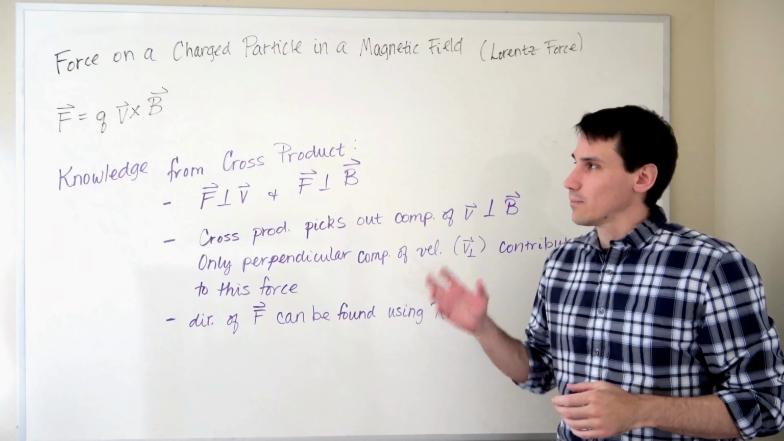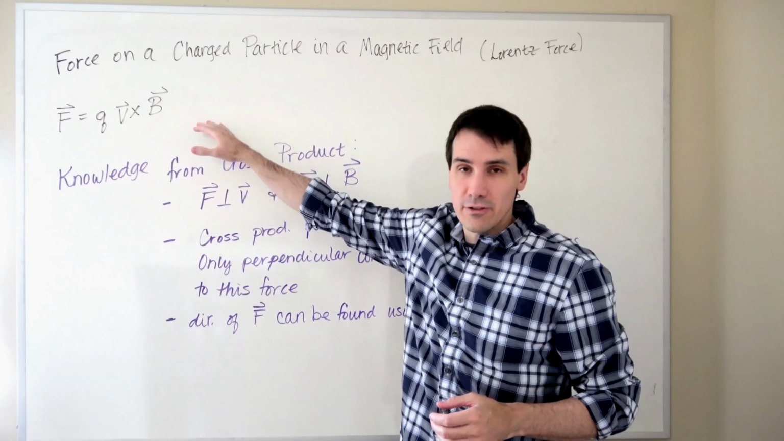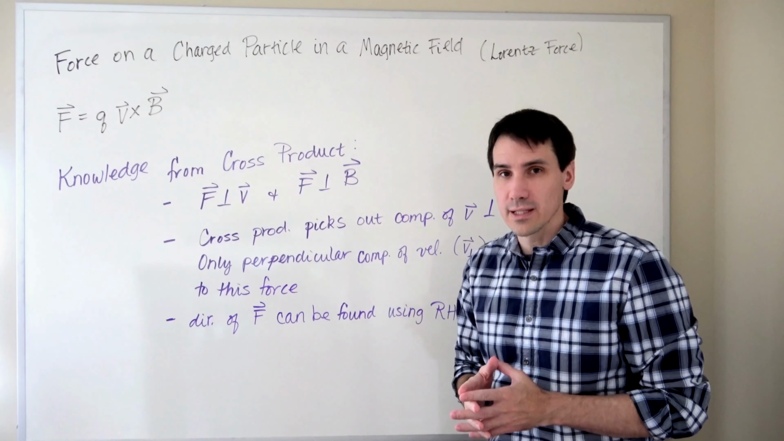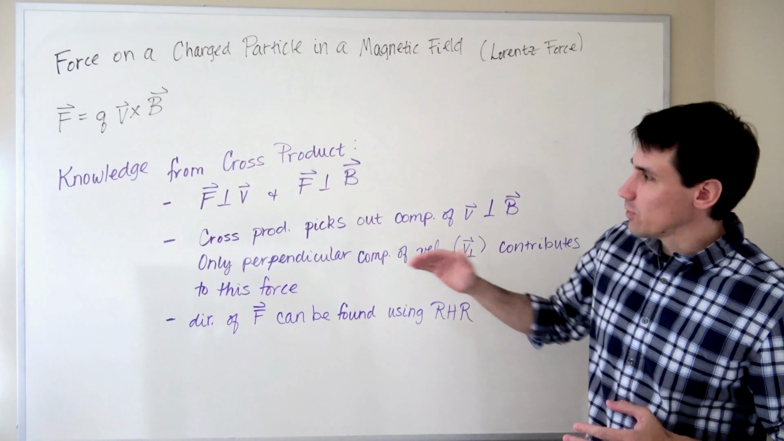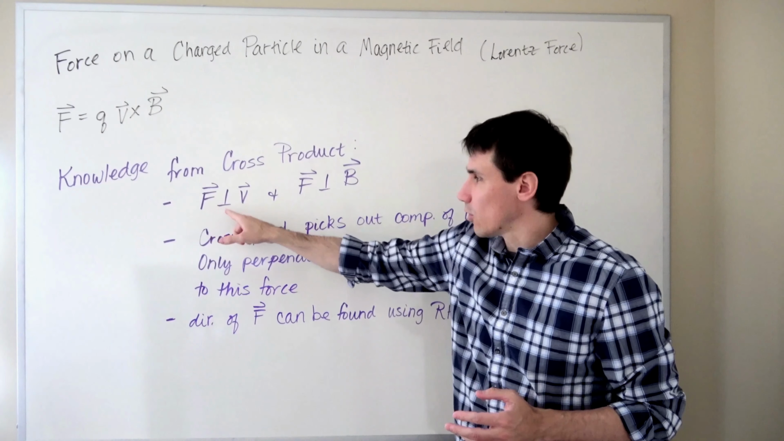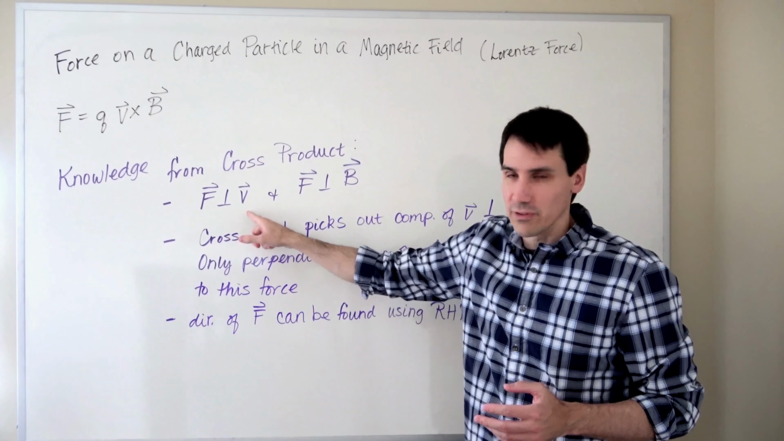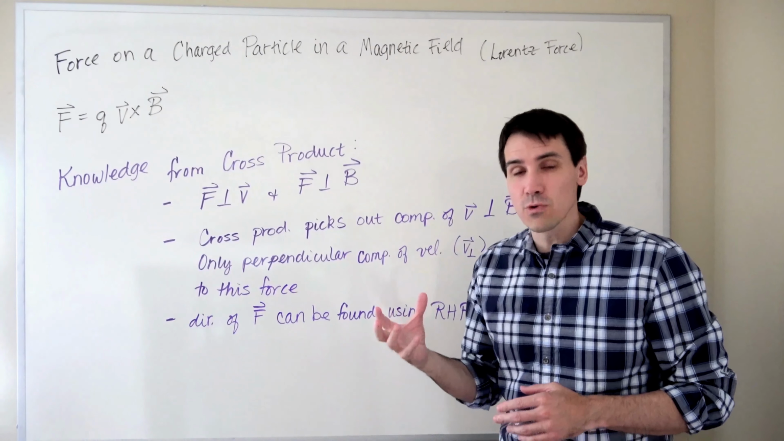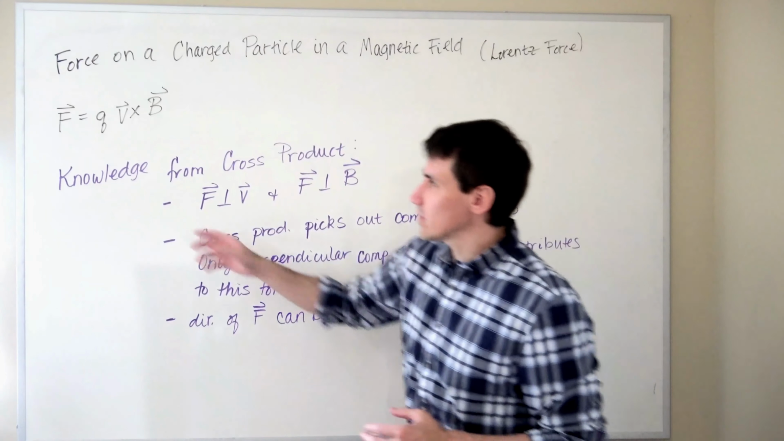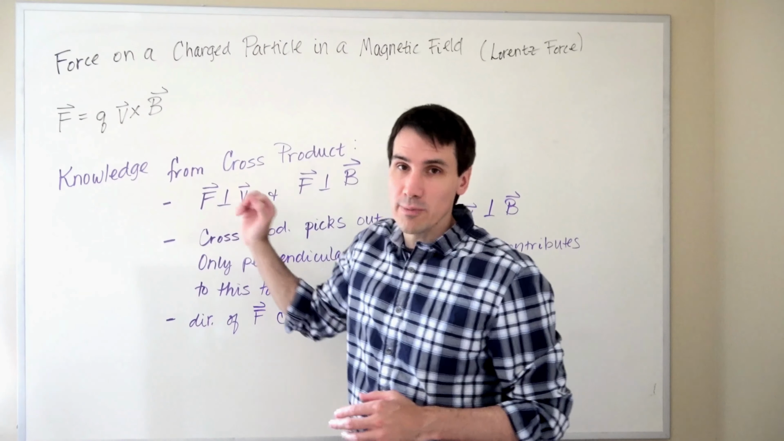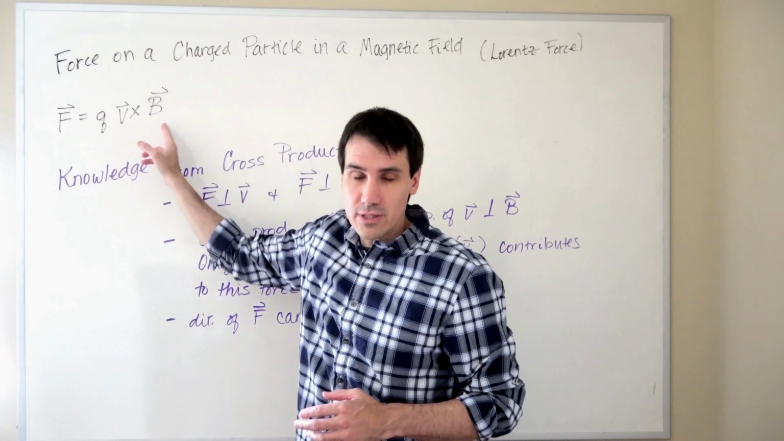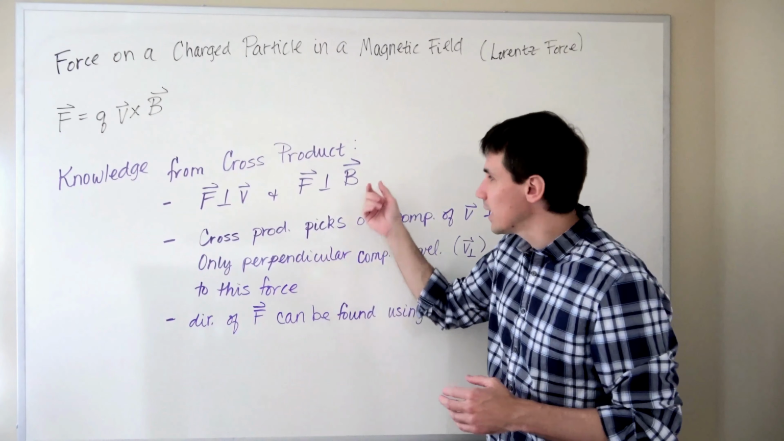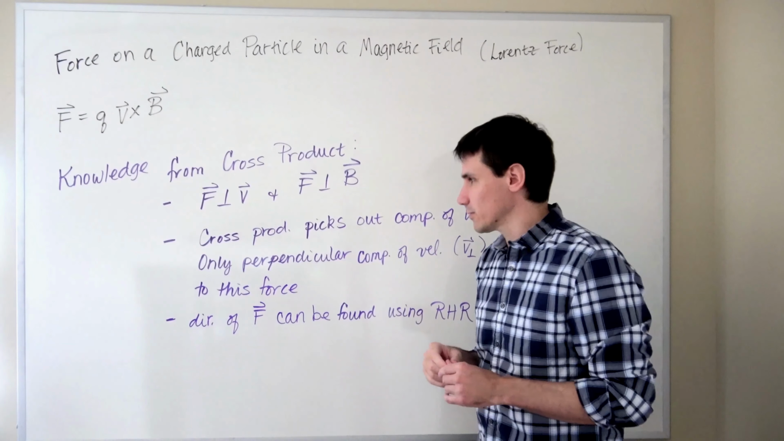Now let's quickly recap what we have learned about this magnetic force just by analyzing the cross product in that example. So first, we found that the magnetic force is always perpendicular to the direction of the particle's velocity and perpendicular to the magnetic field. Remember, this is what cross products do. They give us a resulting vector which is perpendicular to both of the vectors of the cross product. So our force is always perpendicular to the direction of velocity and perpendicular to the magnetic field.